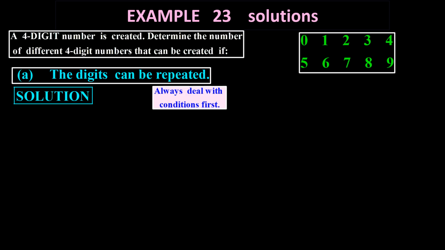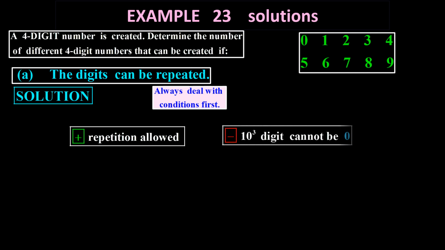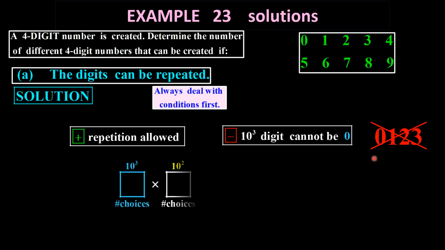But we always have to make sure we understand the conditions. Repetition is allowed, but the 10 to the 3rd digit, the 1000th digit, cannot be 0. For example, a number like 0, 1, 2, 3, 4, I'm using 4 digits, but if I have a 0 in front there, that is not regarded as a 4-digit number, it's only regarded as a 3-digit number. So we cannot have a 0 in that. That's units, tens, hundreds, and thousands. So the 10 to the 3 place value cannot have a 0 there.